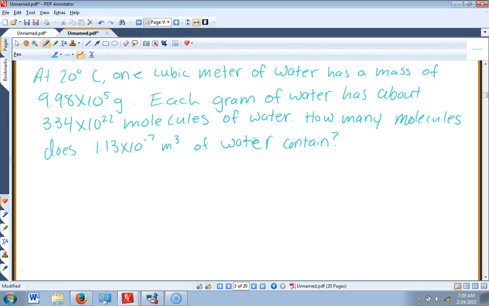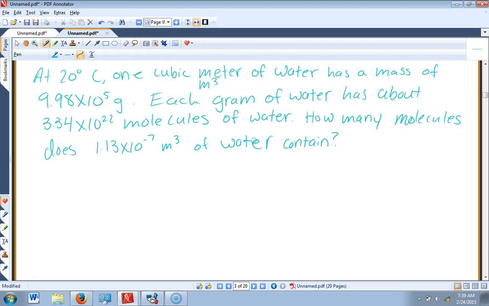Okay, so now we're going to try another problem just like that, and it is going to be an application kind of problem. So at 20 degrees Celsius, 1 cubic meter of water, so that's meters cubed, has a mass of 9.98 times 10 to the 5th grams. If each gram of water has about 3.34 times 10 to the 22nd molecules, how many molecules does 1.13 times 10 to the negative 7th meters cubed of water contain? So we're going to have to do a little conversion.